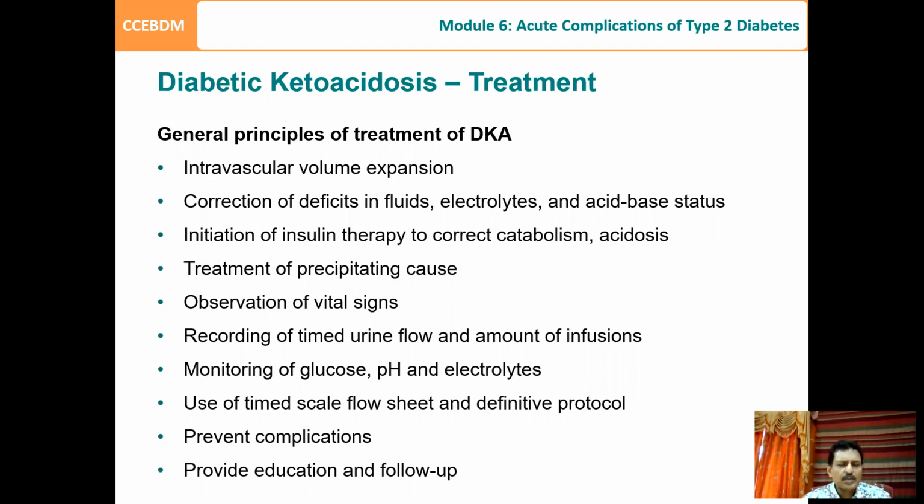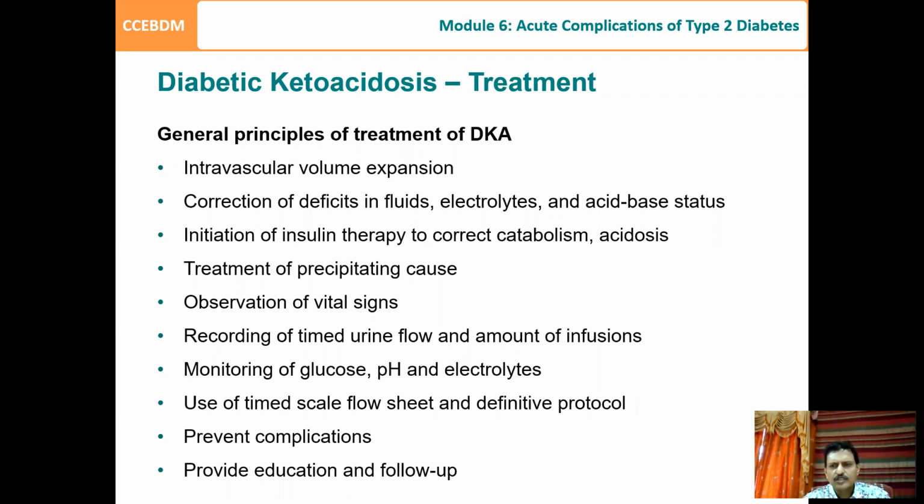So we have some principles of the management of diabetic ketoacidosis. Volume expansion is the most important one. Then we have to start the insulin, and insulin is to correct the catabolism, that means the production of ketosis. So my first intention is not to correct the hyperglycemic state, which I think a majority of the people don't understand. We don't have to correct the hyperglycemia. Hyperglycemia will correct on its own.